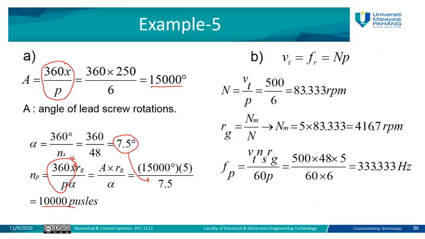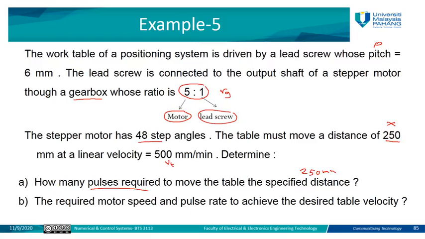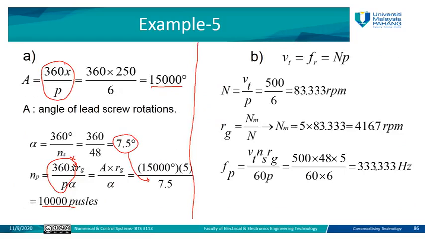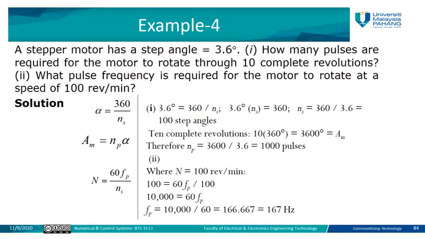Okay, so this is about the first part of our example. The second part here will be more on the required motor speed, which is nm, and the pulse rate also for the desired table velocity, which is the value of vt. We have a formula set, you can just include in your slide. Actually this formula is from here.